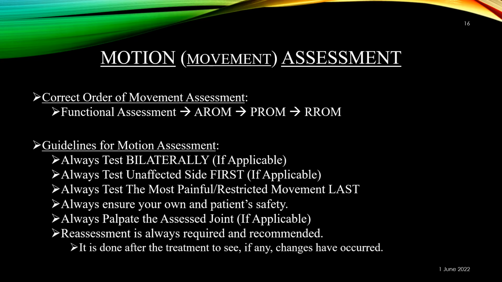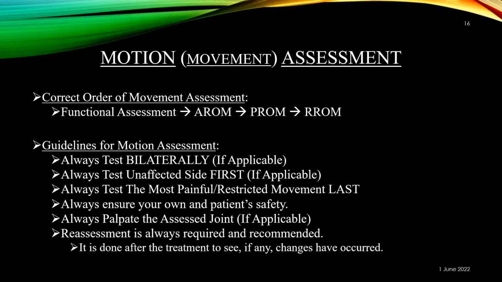Now we have a certain order for this, as you can see on this one. So the correct order for movement assessment we would like to see is you start with a functional assessment of any joint you're doing, okay? And then active range of motion, which I will refer to as AROM, and passive range of motion as PROM, and resisted range of motion as RROM. It's a common mistake that people also use RROM as restricted range of motion. That's not what the R is there for. It is for resisted range of motion. So that's the order we would like to see.